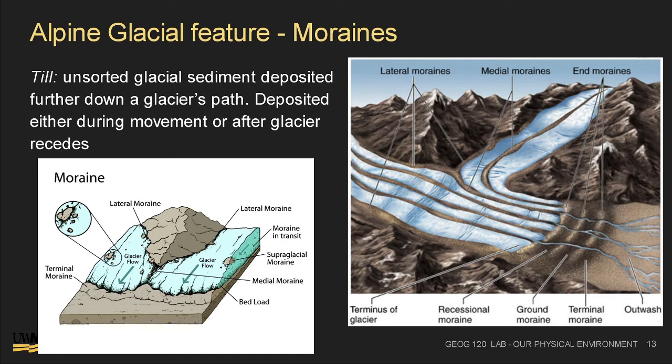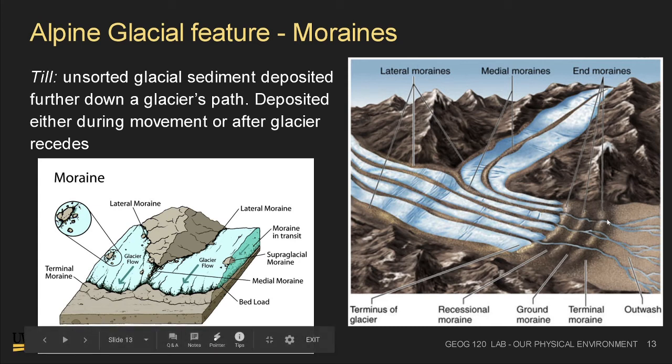Moraines, on the other hand, would be depositional, where they deposit stuff. They deposit till often. Let's use that word for the unsorted glacial sediment just deposited further down a glacier's path, like a bulldozer would move debris or stuff like dirt or boulders. It pushes it and deposits on the side or at the terminus of the glacier.